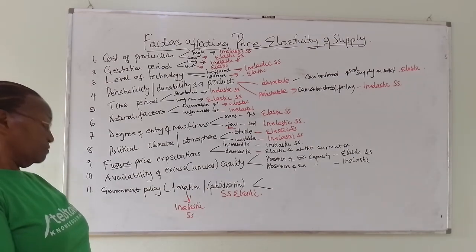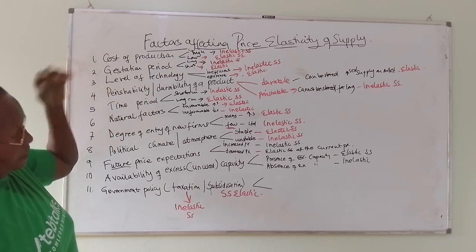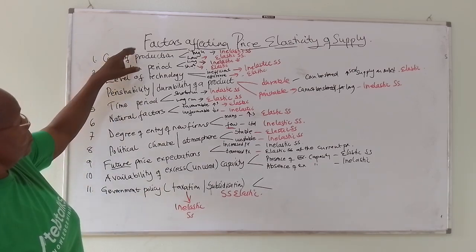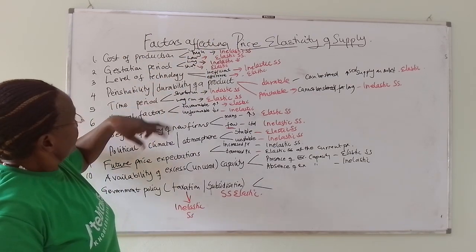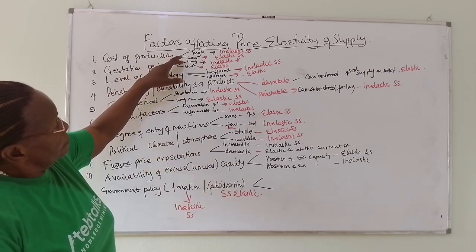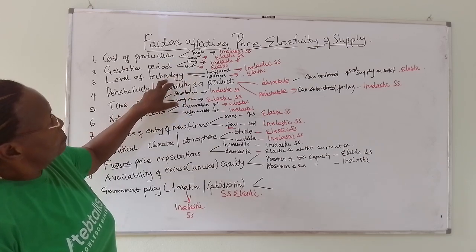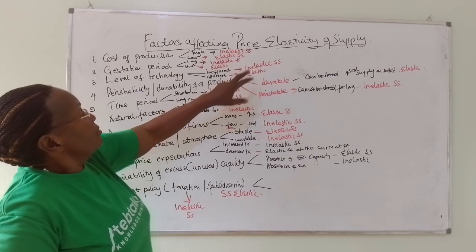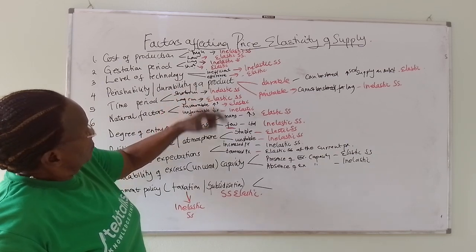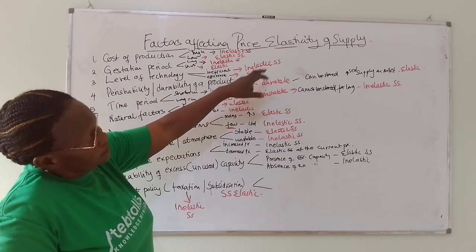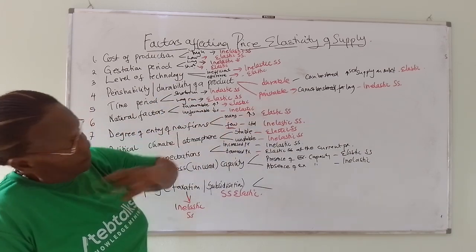They are the same factors which affect supply, except that now we are looking at how we use them to explain elasticity. Cost of production being high, supply is inelastic. Where they are low, supply is elastic. Gestation period being long, supply is inelastic. Yet where it is short, supply is elastic. Level of technology being inefficient, supply is inelastic. But where it is modern and efficient, the supply is elastic. Perishability and durability of a product: durable commodities can be stored, hence their supply is elastic. Yet perishable commodities cannot be stored, making their supply inelastic.